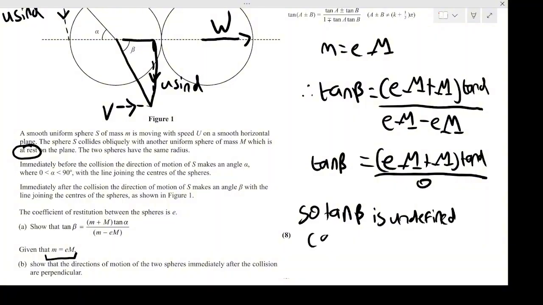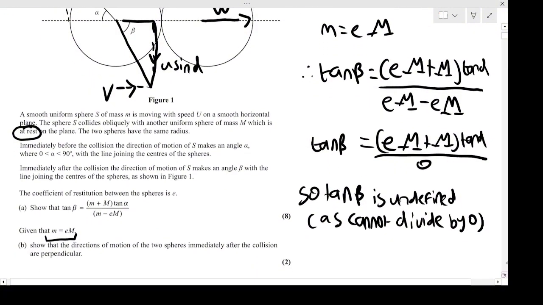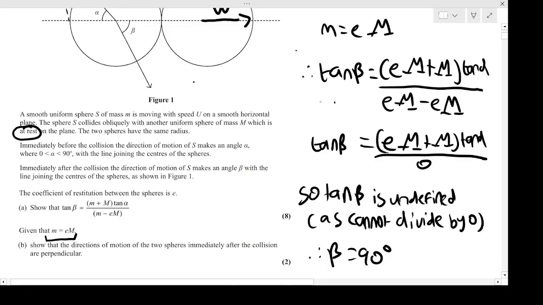So what does that mean? What value for the angle gets me an undefined value for tan? Hopefully you're thinking that is 90 degrees, right? So therefore beta must be 90 degrees, because that's when tan's undefined. It's got that asymptote on the graph. And so hopefully you can see then it's going to be a right angle. So beta's 90. Afterwards, we're going to move at a right angle to the line of centre.